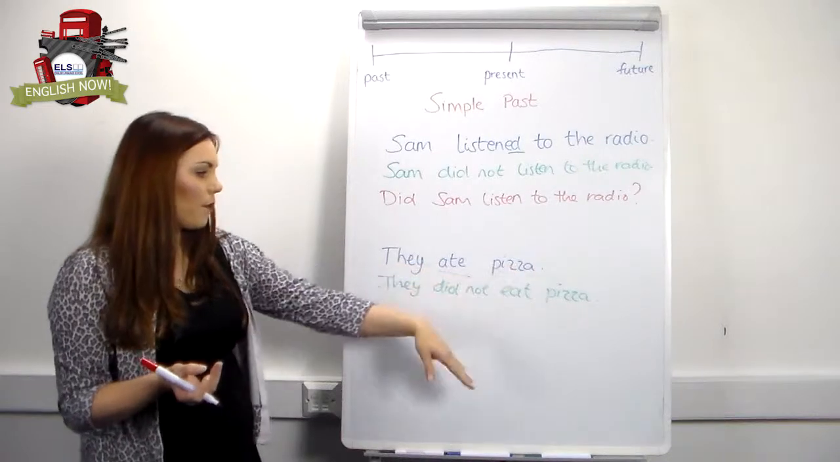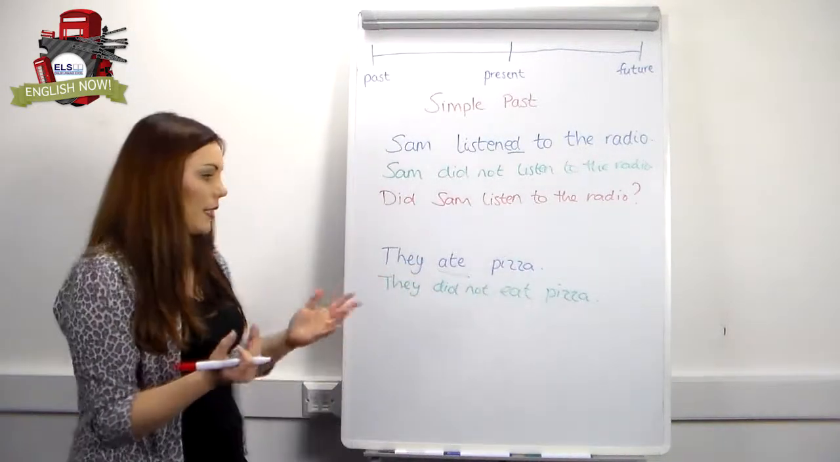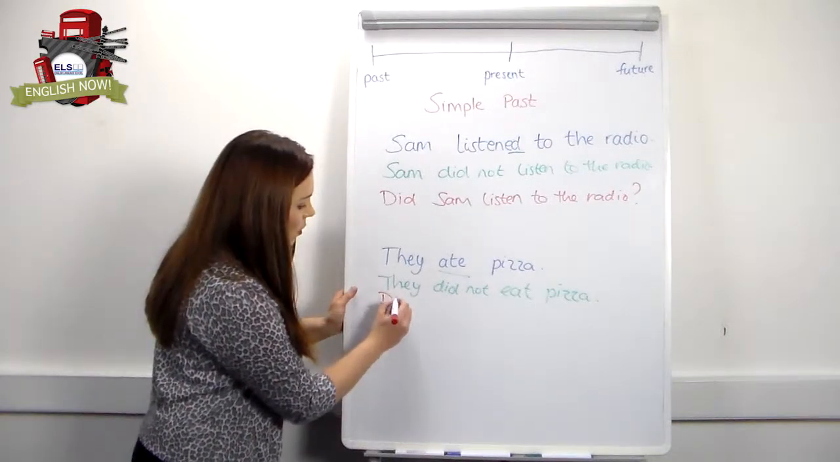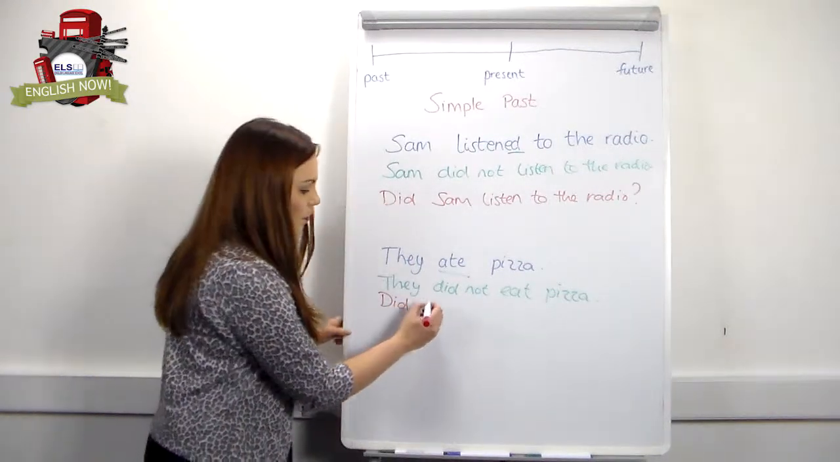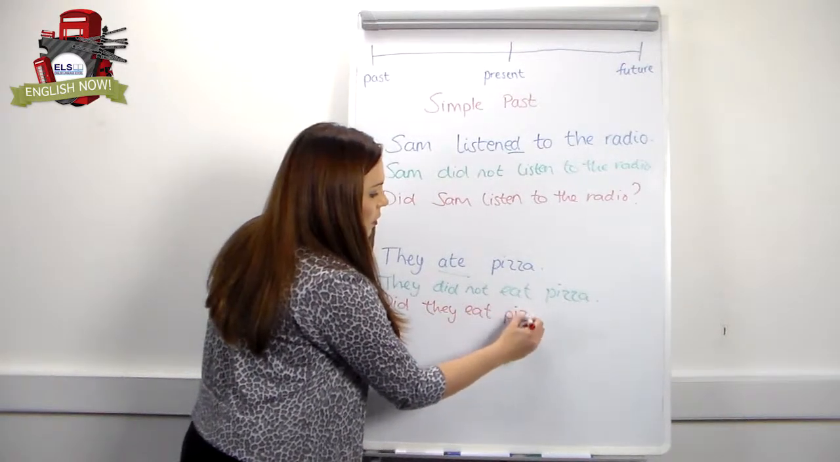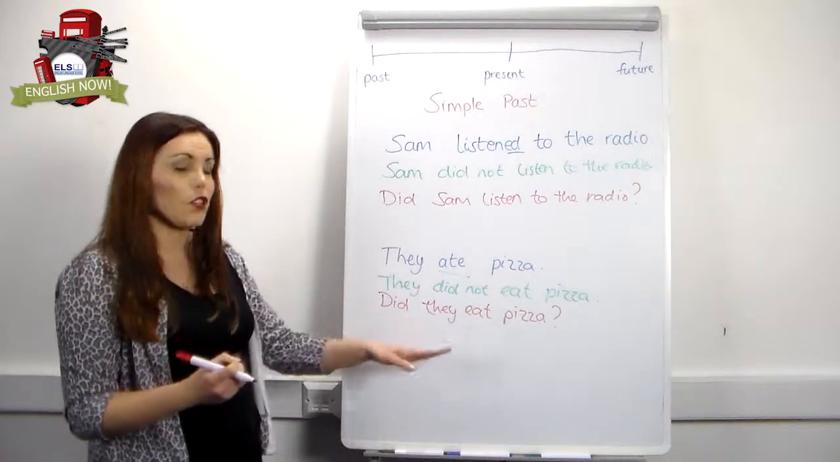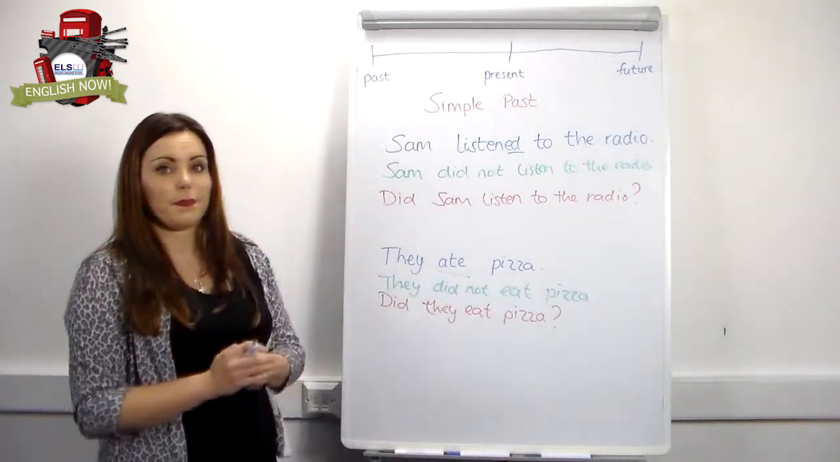They ate pizza. Here is our statement. They did not eat pizza. Our negative. So our question, did they eat pizza? The verb is in the first form, like in the negative.